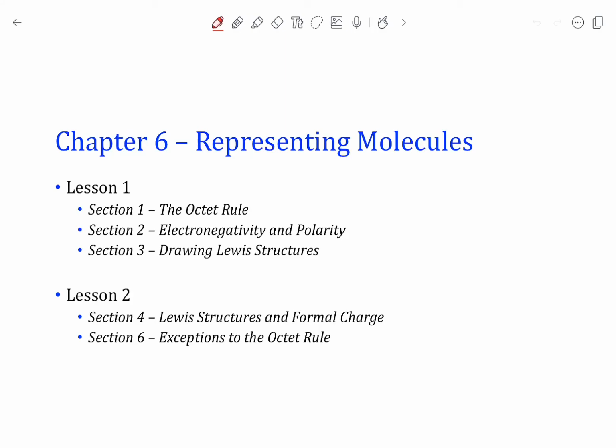Hi everyone, Dr. Burns here with our second lesson in Chapter 6, Representing Molecules. And in this lesson we are going to learn about our Lewis structures and formal charge, as well as some of our exceptions to the octet rule.